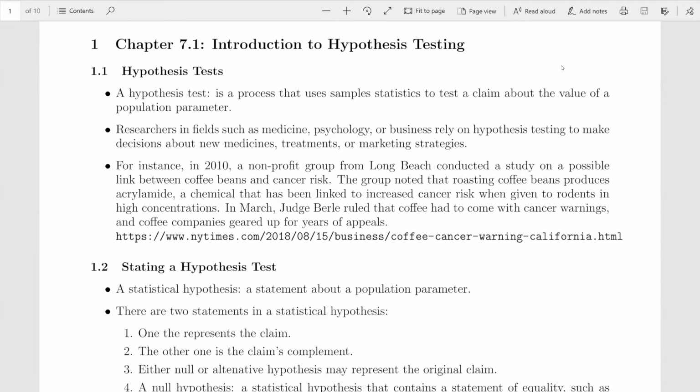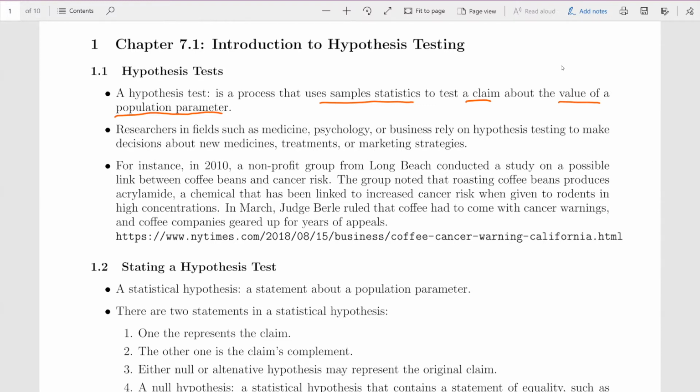This lecture introduces us to hypothesis testing. So what is a hypothesis test? It is a process that uses sample statistics to test a claim about the value of a population parameter. Using sample statistics means you have to collect a sample and use a sample statistic to test whether a claim about a population parameter is reasonable or not. A population parameter can be a population mean, or it can be a population standard deviation, and so on and so forth.